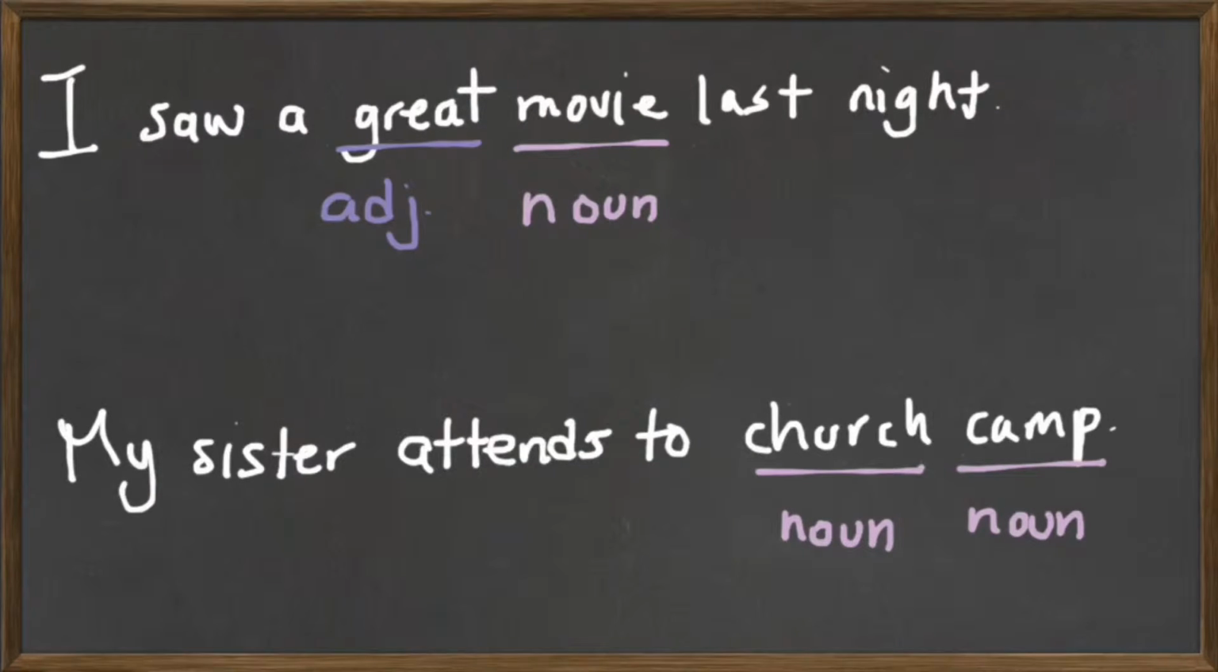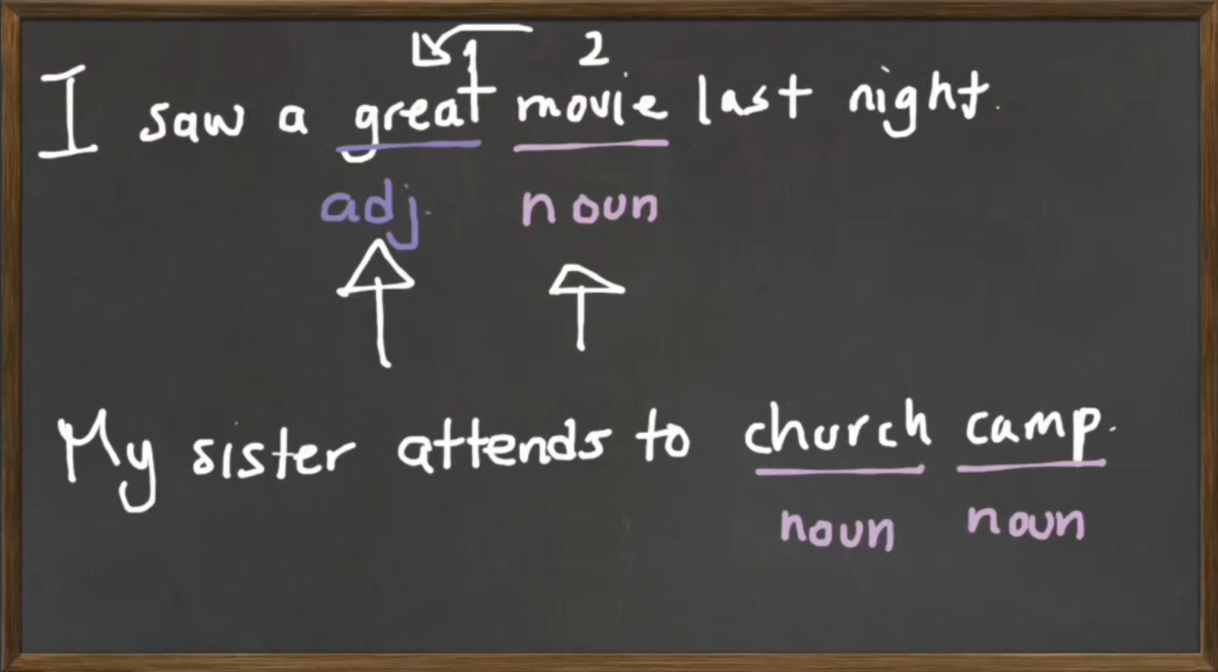Example number 1. I saw a great movie last night. The word in question here is movie. Movie is a noun, and we want to mention that the movie was very good. In this case, the adjective we use is great. Notice that the adjective is before the noun. First the adjective and then the noun.